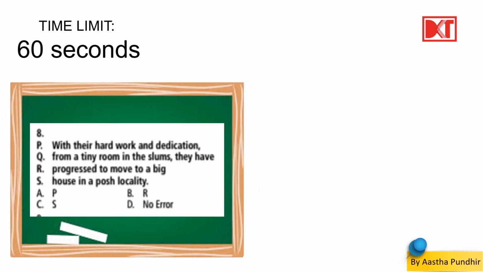With their hard work and dedication from a tiny room in the slums, they have progressed to move to a big house in a posh locality. Okay, this sentence actually seems fine. There is no error. With their hard work and dedication from a tiny room in the slums, they have progressed to move to a big house in a posh locality. Easy.